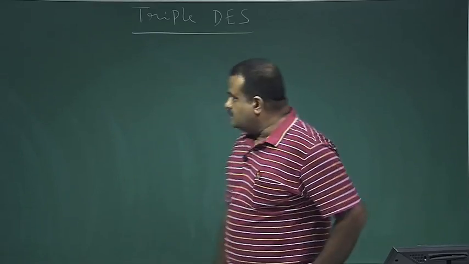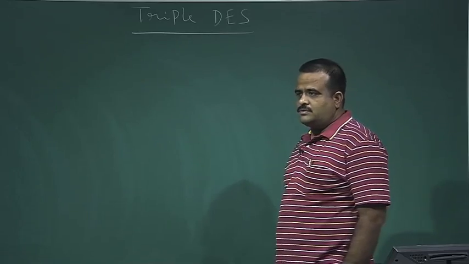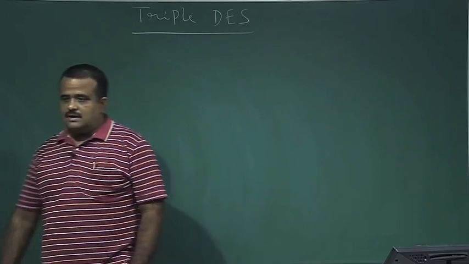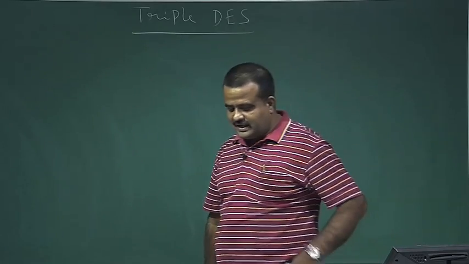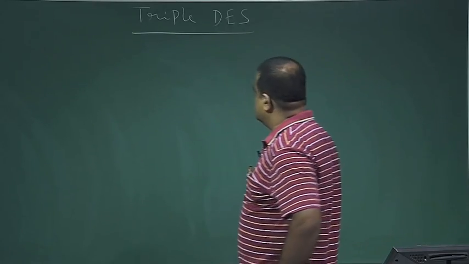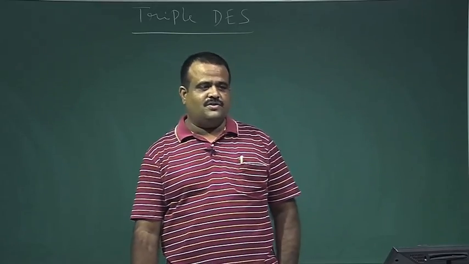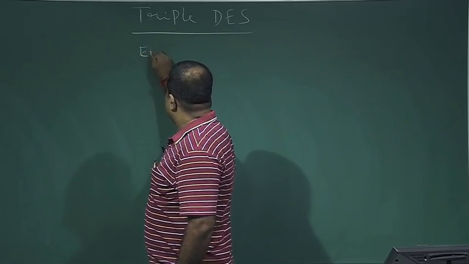So people thought of that time, instead of building a new block cipher, why don't you try to use the DES and have a new block cipher which could be better than DES. So this is called triple DES. Basically the idea is we will use the DES 3 times. So this is the triple DES encryption.